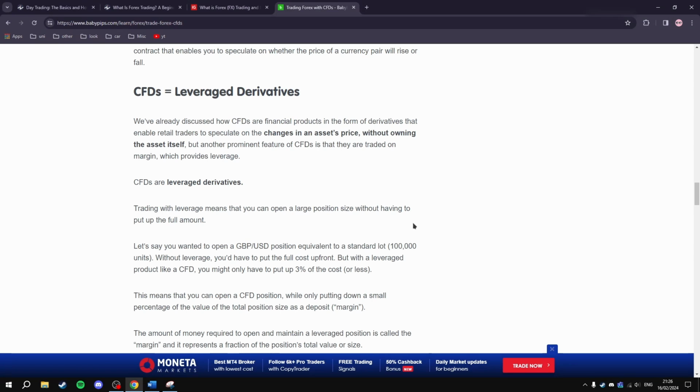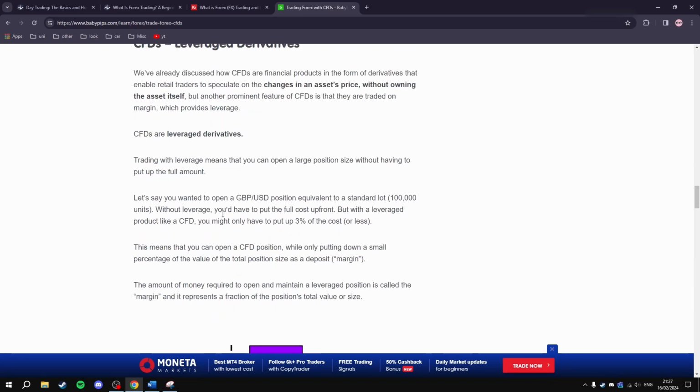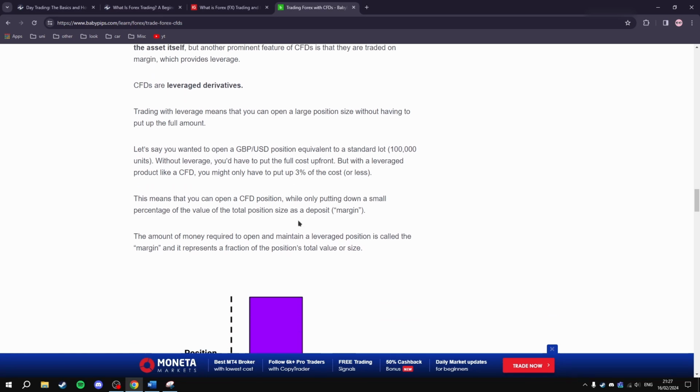Trading with leverage means that you can open a large position size without having to put up the full amount. Let's say you want to open a GBP/USD position equivalent to a standard lot, 100,000 units. Without leverage, you have to put the full cost up front. But with a leveraged product like a CFD, you might only have to put up 3% of the cost or less. This means that you can open a CFD position whilst only putting down a small percentage of the value of the total position size as a deposit, aka a margin.